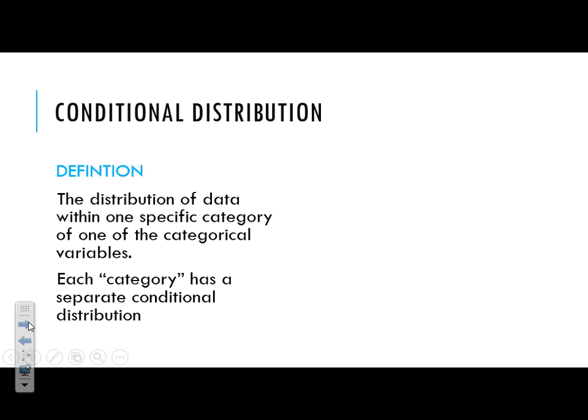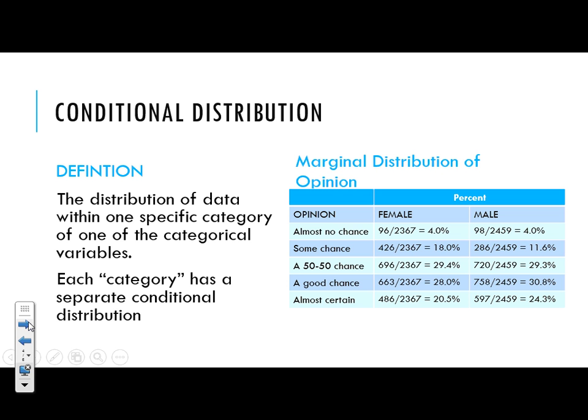So for our example here, we're going to break down our conditional distribution based on gender. And I've actually created 2 different conditional distributions. All right, so I have a marginal distribution, a conditional distribution based on gender. And so you can see here we've taken that female data and we have broken it down. What do females feel their opinion of striking it rich is? And then we've done the same thing on the male side, all right?